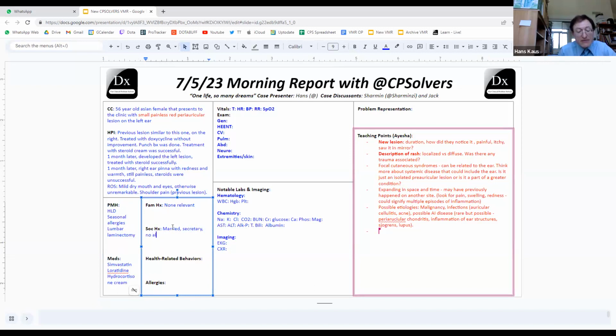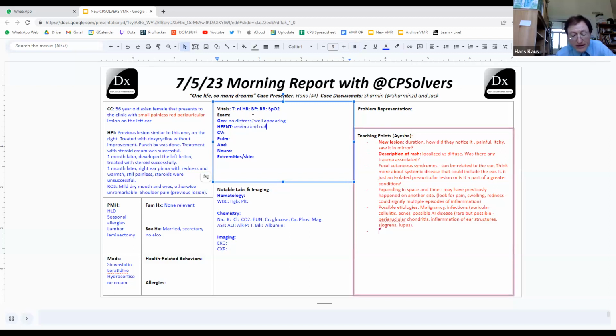The physical exam is mainly unremarkable. The vitals are all within normal range. General, she's in no distress. She's good looking and everything is fine there. HEENT, and there we can see edema and redness around the cartilage and periauricular area of her right ear or left ear. Normal cartilage on the other ear, no signs of erythema or rash.